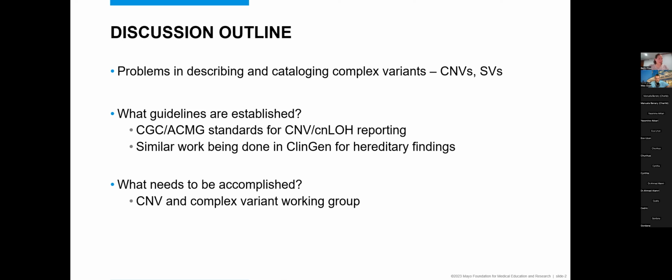So we need to understand before we get started what guidelines have already been established and what is the current landscape of work happening. And so back in 2019, there were some standards published collaboratively between CGC and ACMG for the reporting of somatic copy number variants and copy neutral LOH. So we'll review that paper, and then also quickly review some of the work that's being done in ClinGen for hereditary findings, covering a very similar topic here. And then finally, we'll talk about the goals that we're thinking of for this complex variant working group.